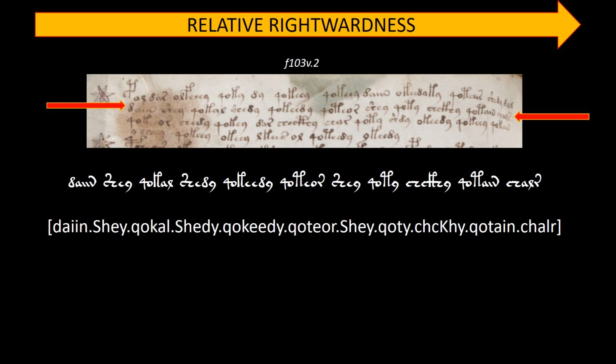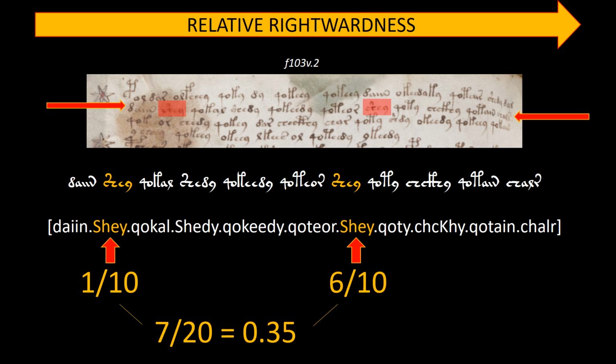To demonstrate the process of calculation more concretely, let's turn to folio 103 verso, line 2 as an example. There are two tokens here of SHEY, the second and seventh out of 11 words, so their individual relative rightwardness scores are 1/10 and 6/10, and the mean of these two scores is 7/20, or 0.35.